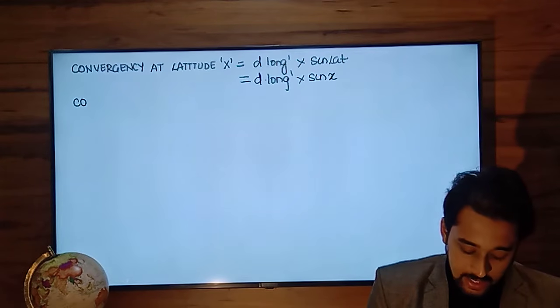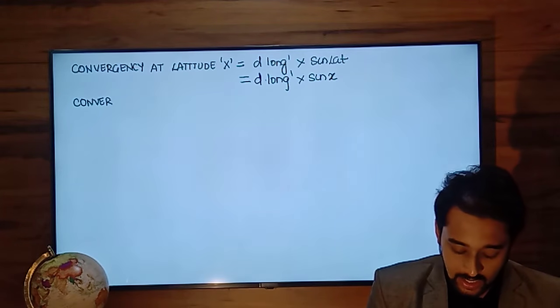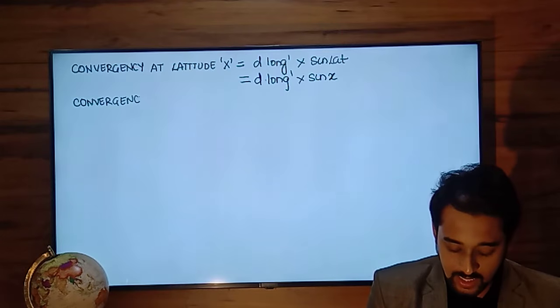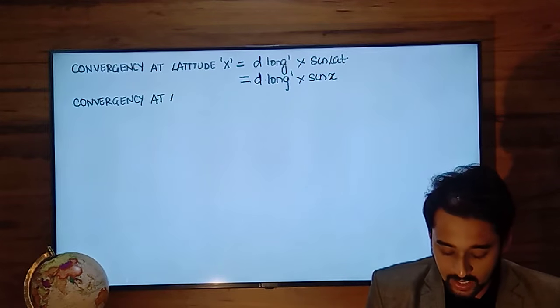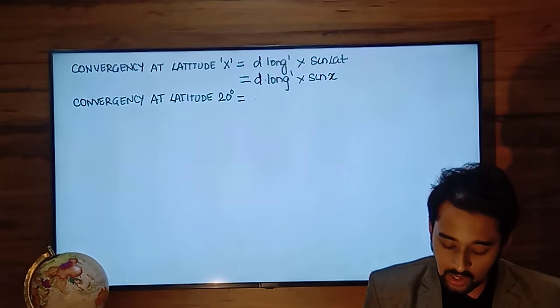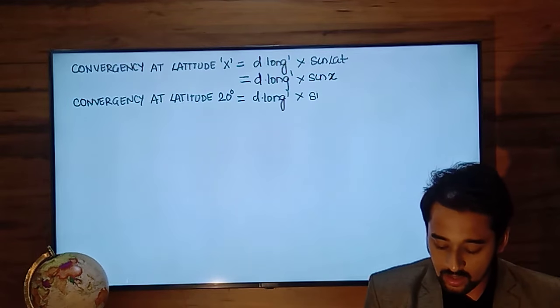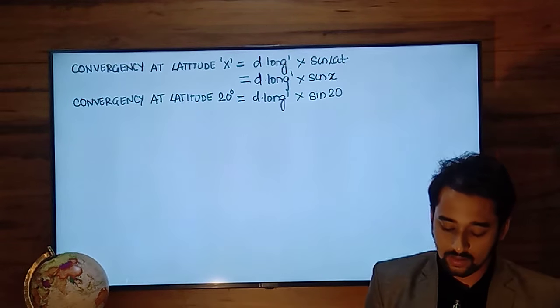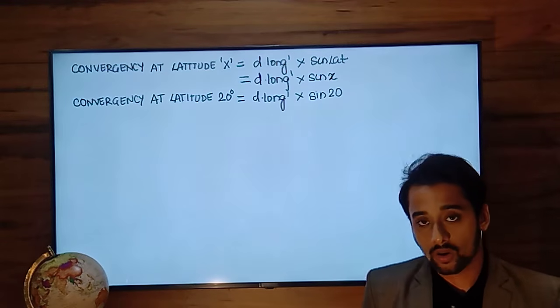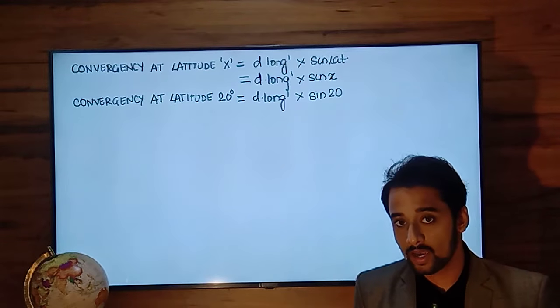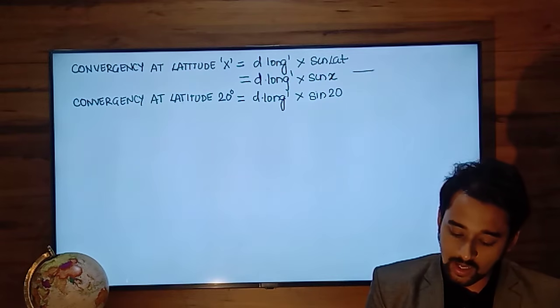Next latitude that is given to us is 20 degree north. So convergency at latitude 20 degree equals d long into sine 20. Okay, so instead of latitude I have put the value 20 degree. So this is your step 1, writing your formulae.